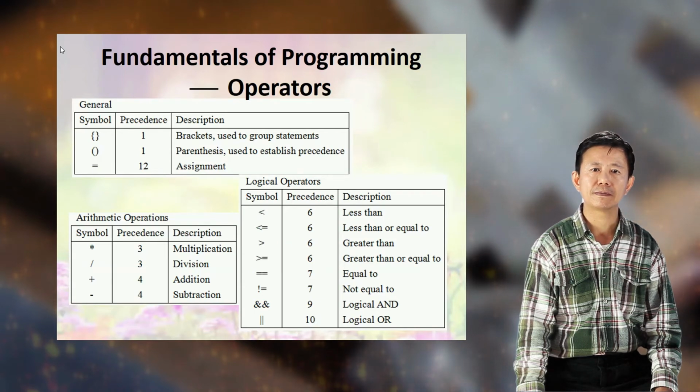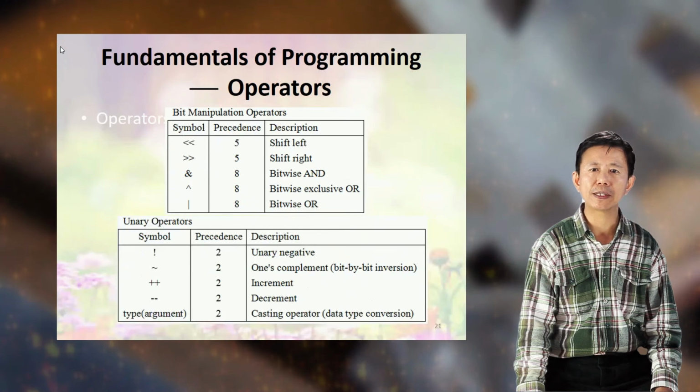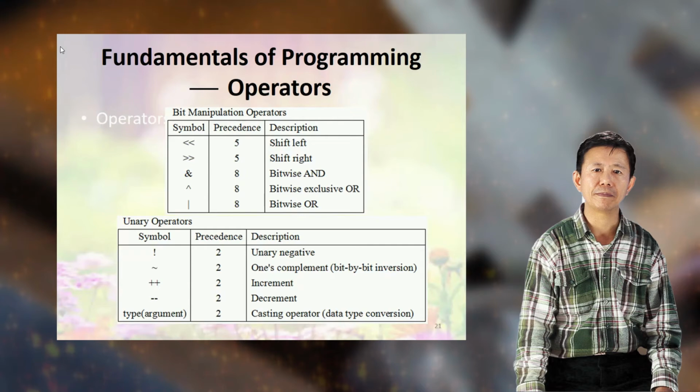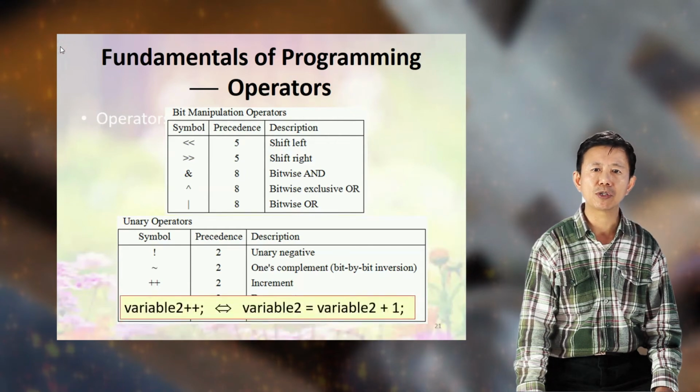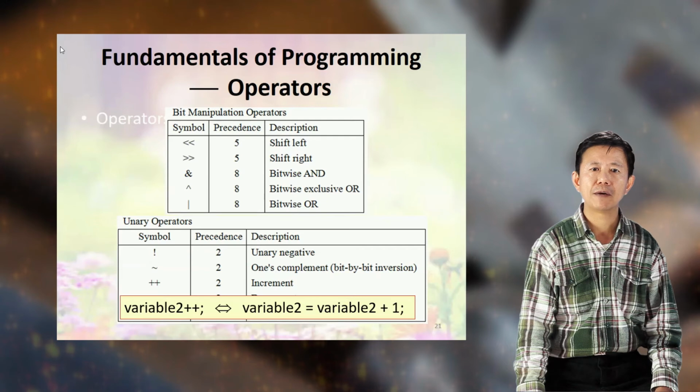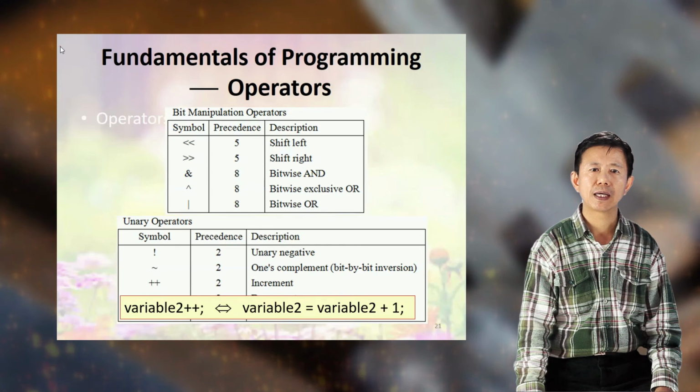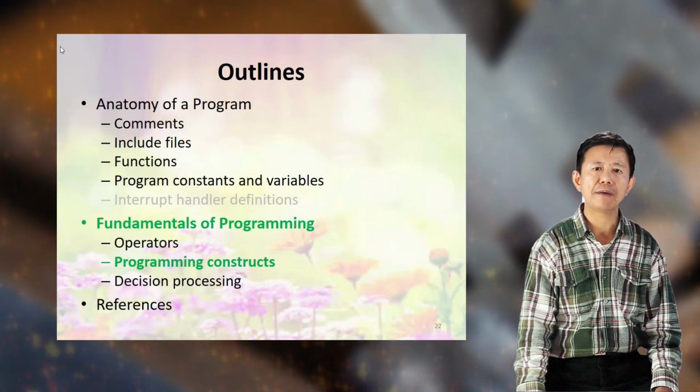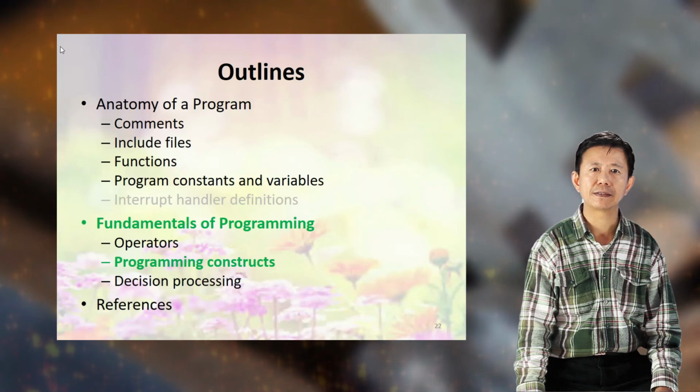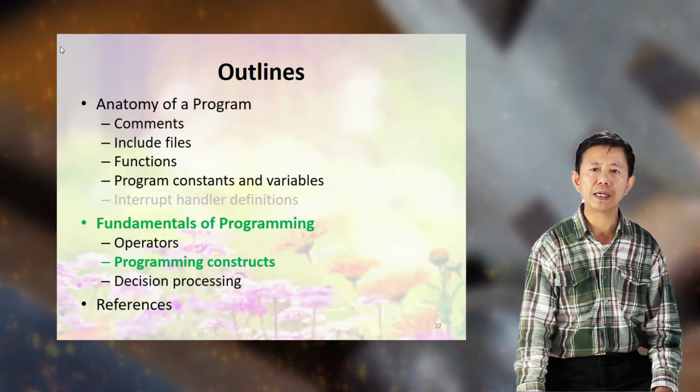In addition to the operators just shown, there are bit manipulation operators and unary operators. The description in unary operators explains the function of double plus as increment. So, variable 2 double plus is equivalent to variable 2 equals variable 2 plus 1. Limited by time constraints, I'm not going to explain everything here. We have to move on to the next subsection, programming constructs.